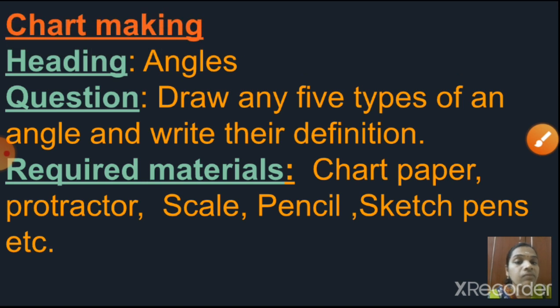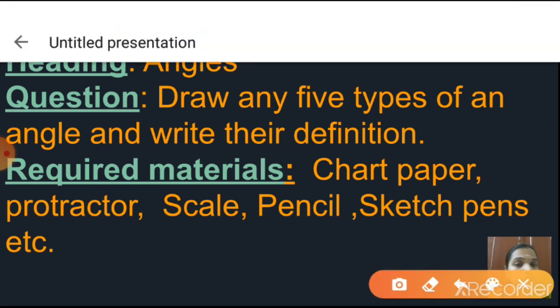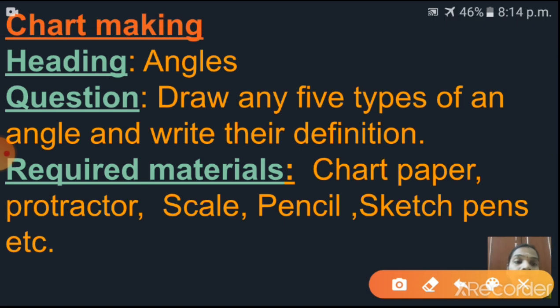See here now. The first formative you have to do now is chart making. For this chart making, first you have to take one chart, and you have to write the heading, that is angles. Okay children, below the heading you write this question: draw any 5 types of an angle and write their definition. In this angles lesson you had studied many types of an angle, and here you have to draw any 5 types of an angle.